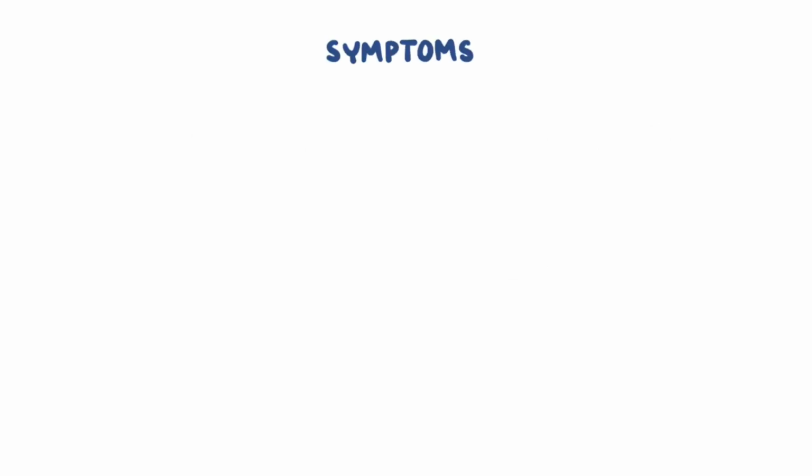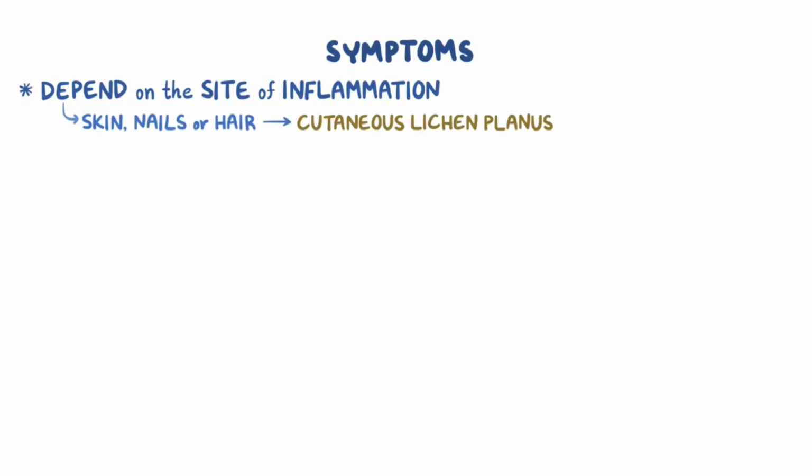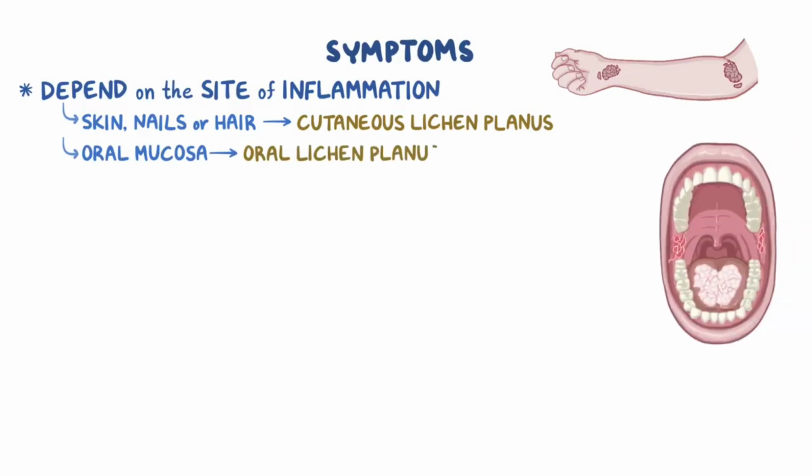Now, symptoms of lichen planus mainly depend on the site of inflammation. If it happens in the skin, nails, or hair, then it's called cutaneous lichen planus, and it often affects the wrists and elbows. And if it occurs in the oral mucosa, then it's called oral lichen planus. Most of the time, cutaneous lichen planus and oral lichen planus are both present at the same time. Oral lichen planus typically affects individuals between ages 45 and 65.